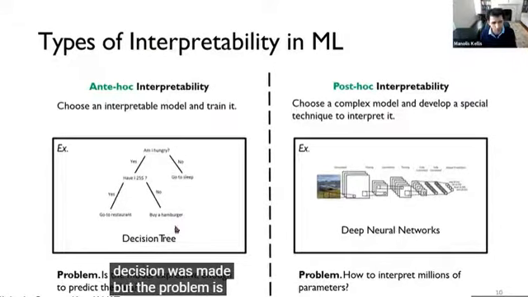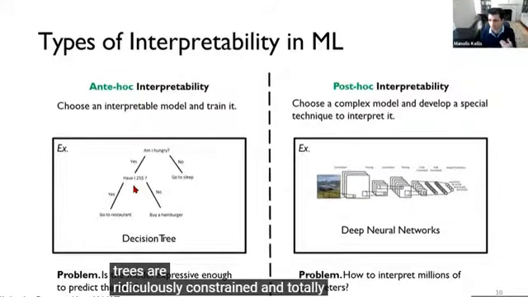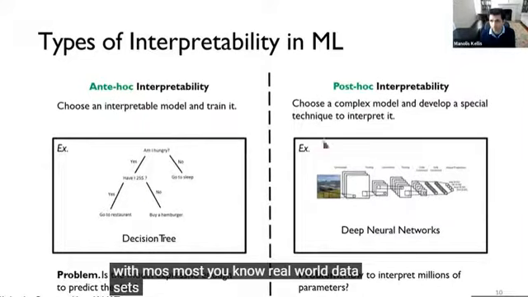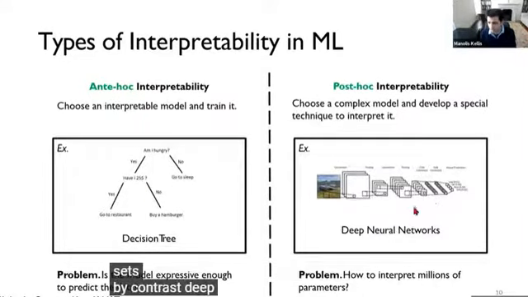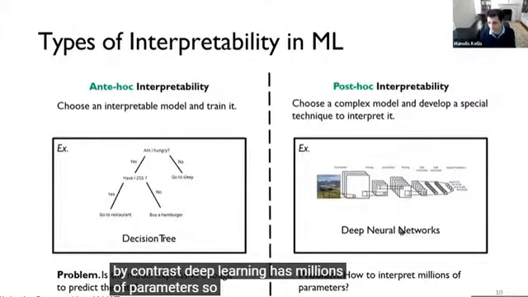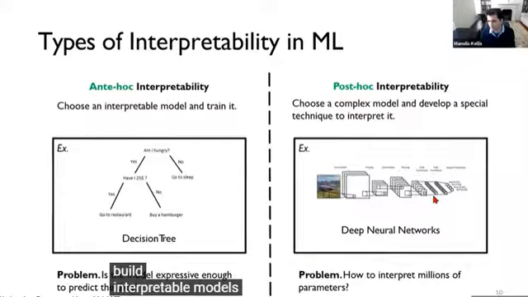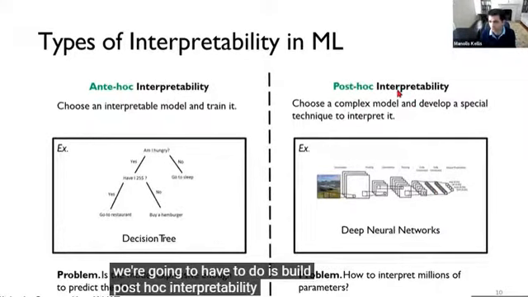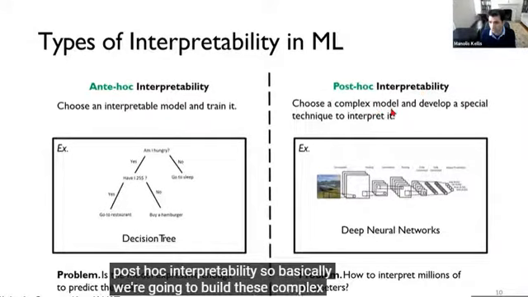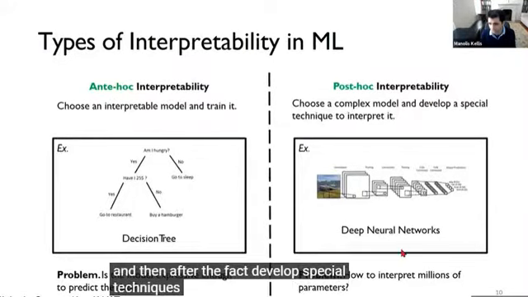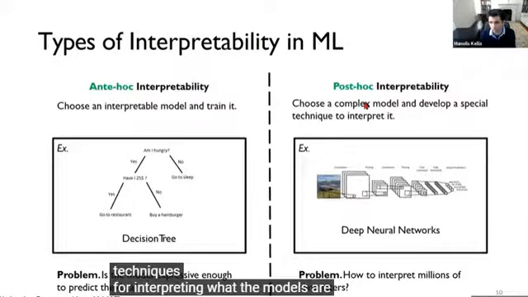But the problem is that these decision trees are ridiculously constrained and totally underpowered with most real world data sets. By contrast, deep learning has millions of parameters. So we're not going to build interpretable models to start with. What we're going to have to do is build post hoc interpretability. We're going to build these complex models, and then after the fact, develop special techniques for interpreting what the models are actually doing.